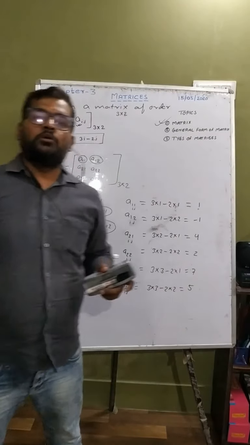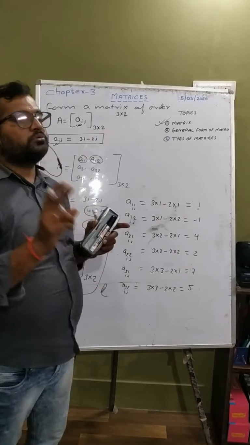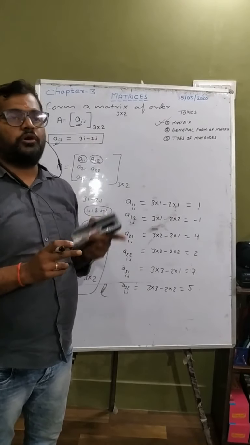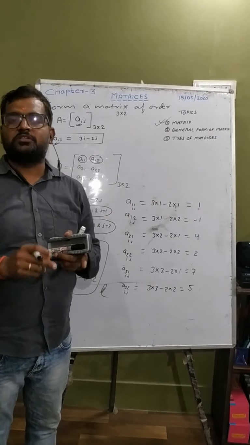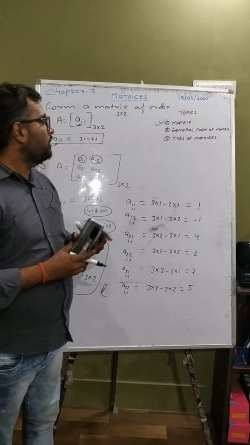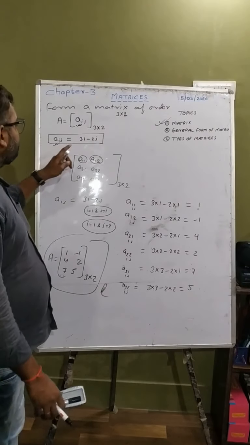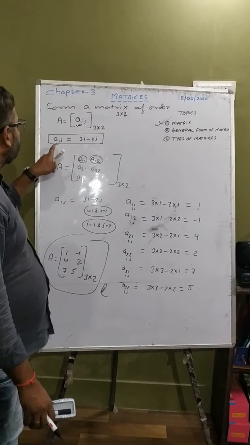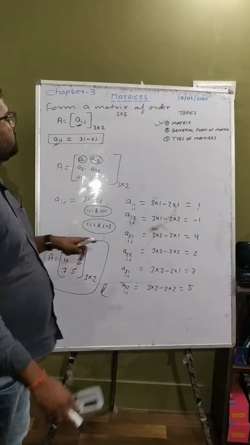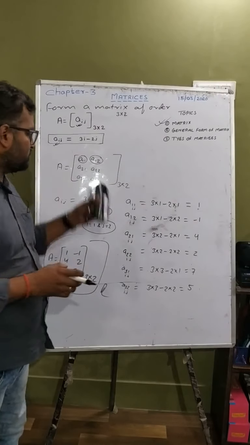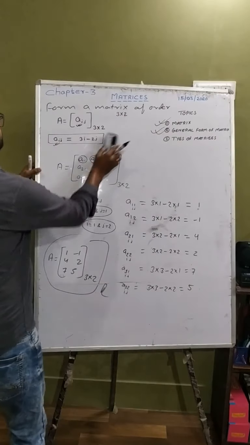Clear to everyone? So till now we have covered two topics in matrix. If the order is given, then we can find the total number of elements. If the total number of elements is given, then we can find the possible matrices. The second: if the general form of the elements is given, then we can form the possible matrices. We have covered the second point also.